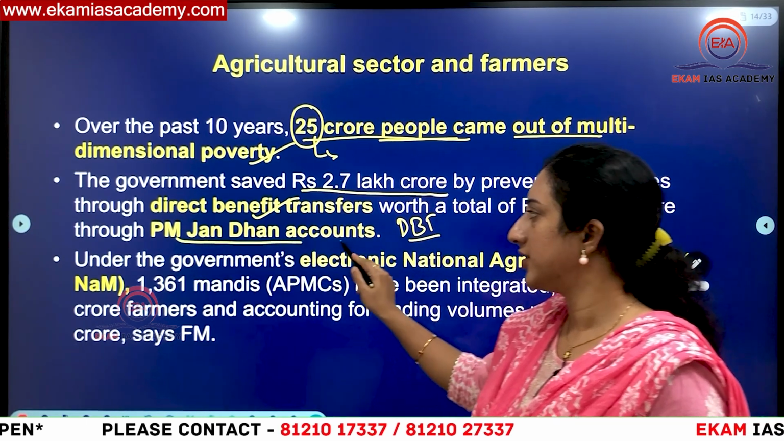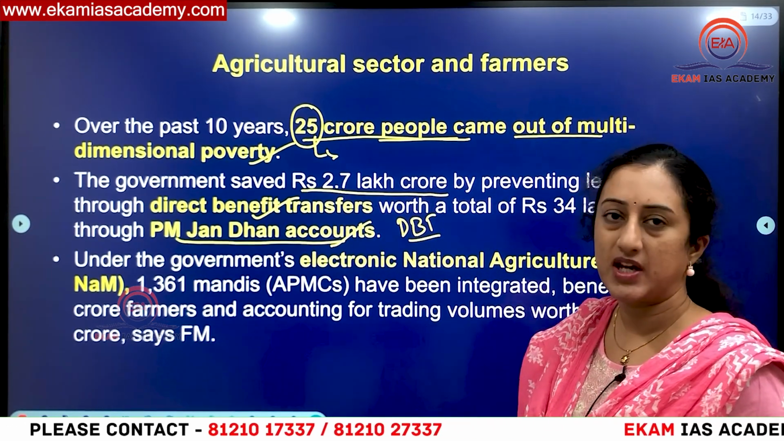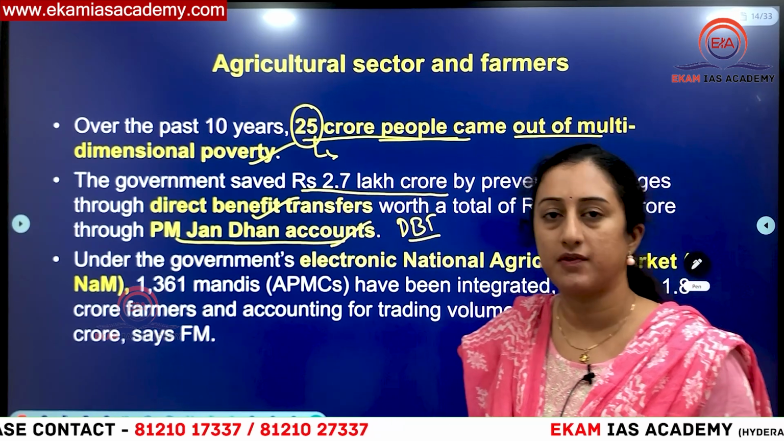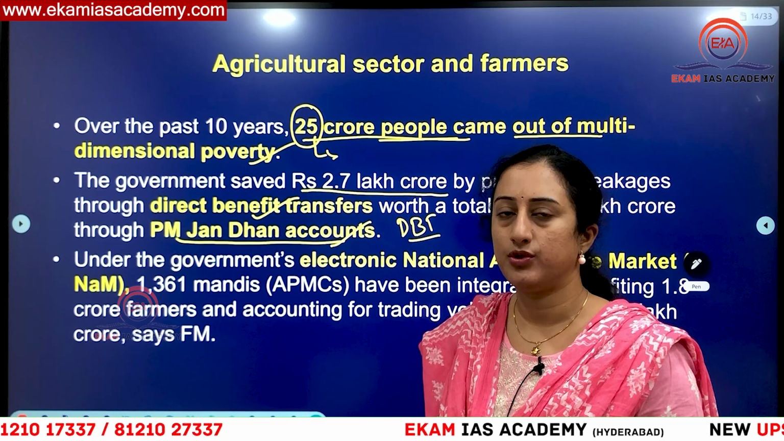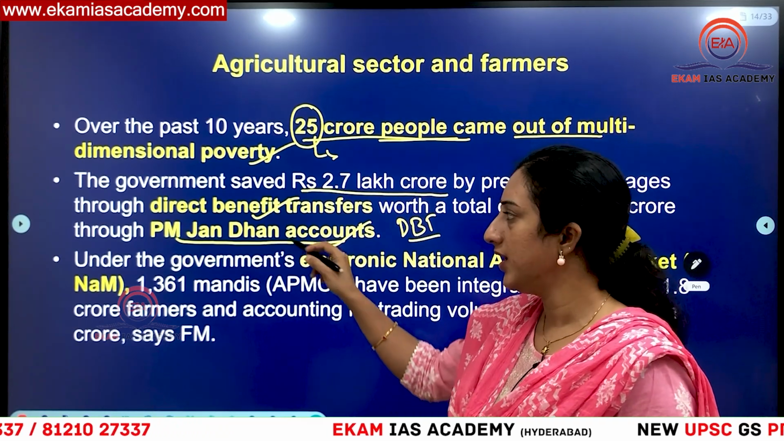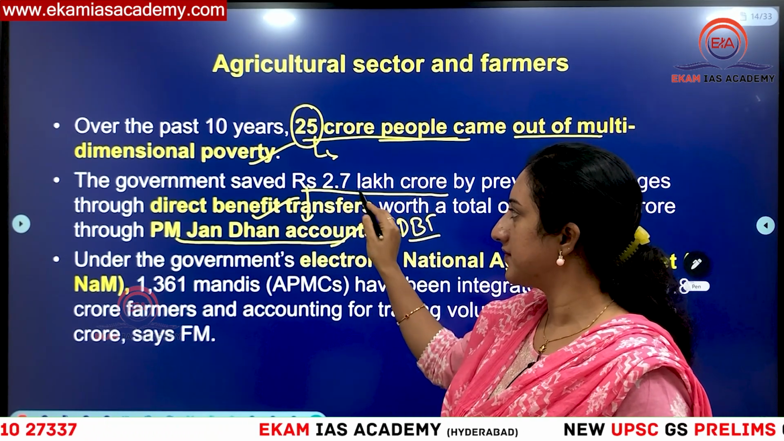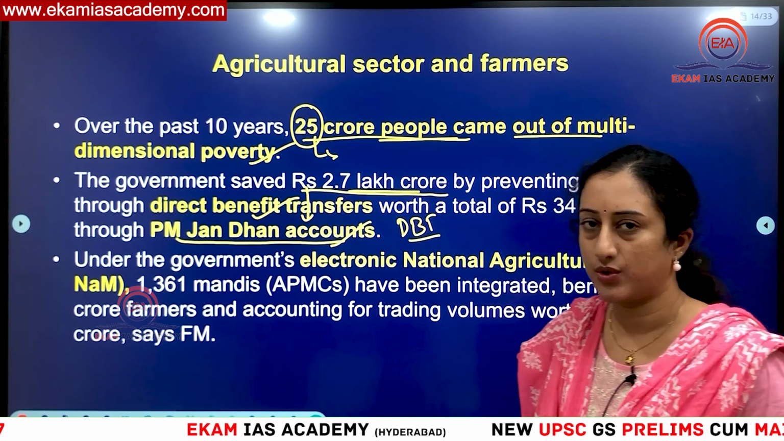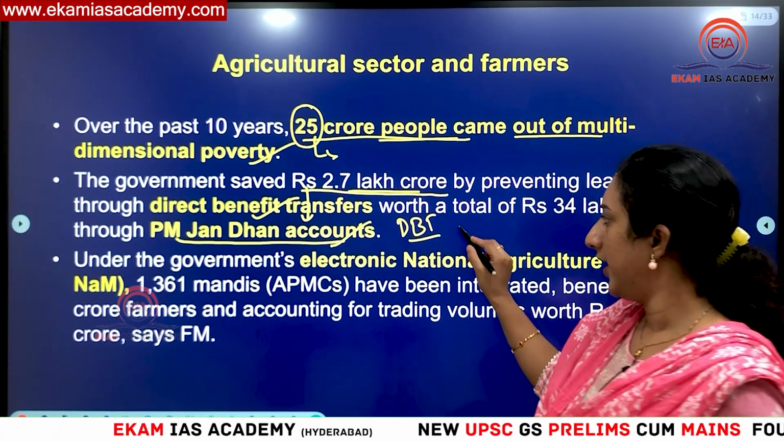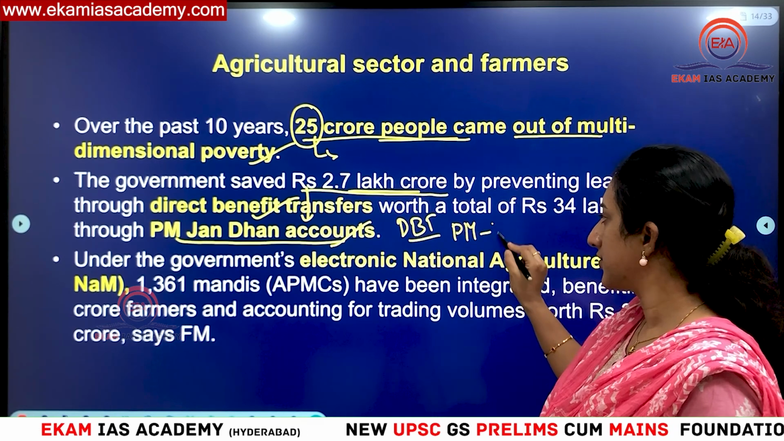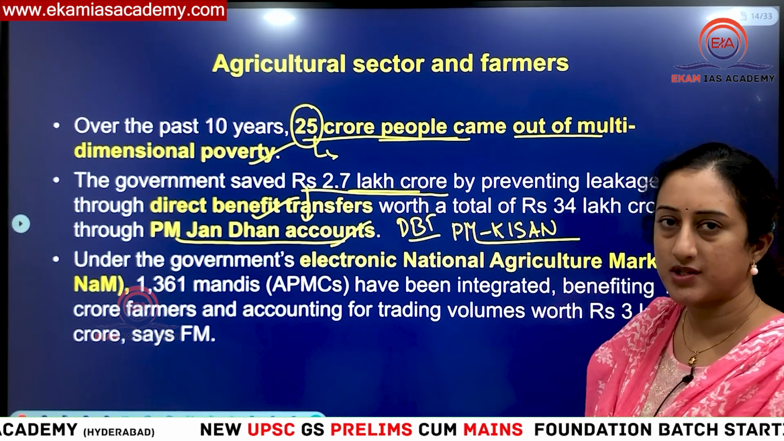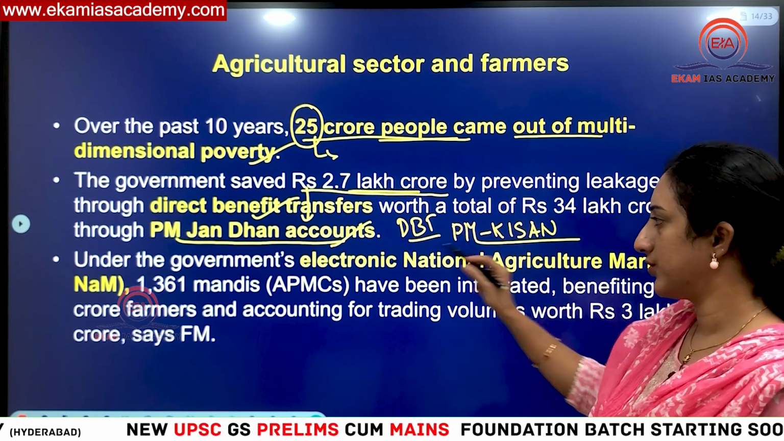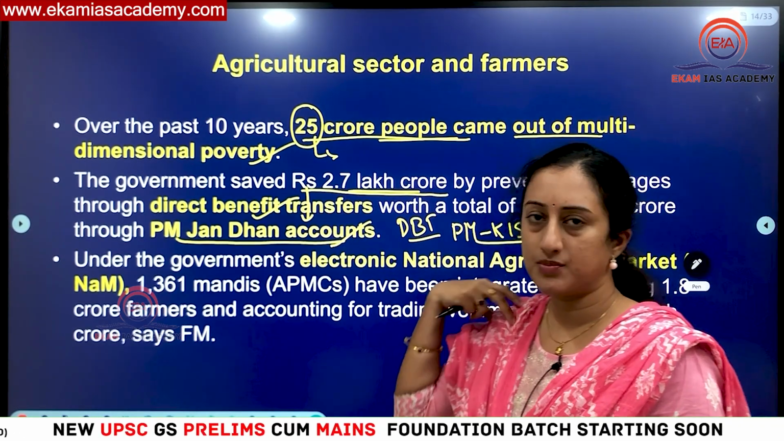And Pradhan Mantri Jan Dhan Yojana accounts, this scheme was mainly aimed at financial inclusion, announced in 2014 when the government came into power. With these schemes they have saved almost 2.7 lakh crore. This is also a beneficiary thing. And under PM Kisan, every year farmers are able to receive 6,000 rupees. That is also received through DBT and PMJDY only.